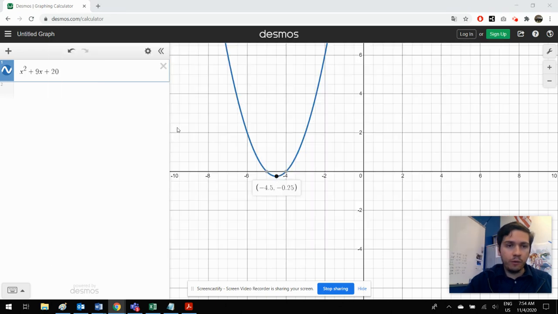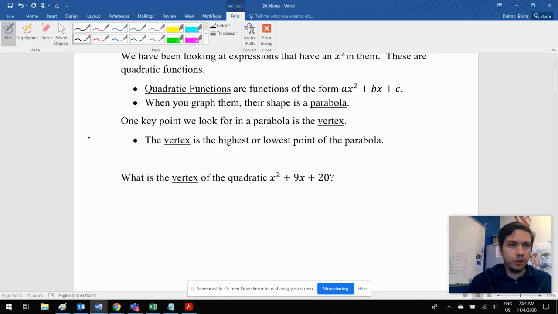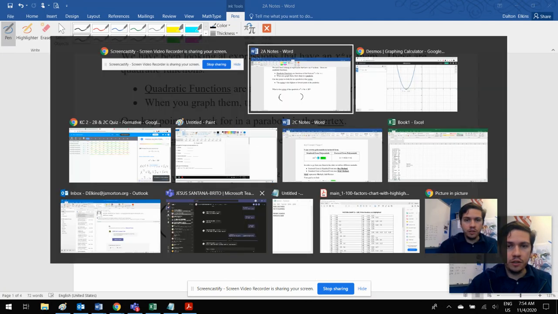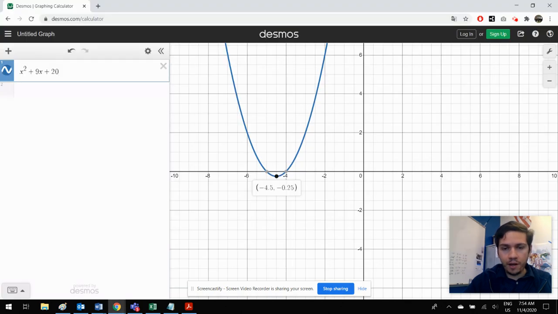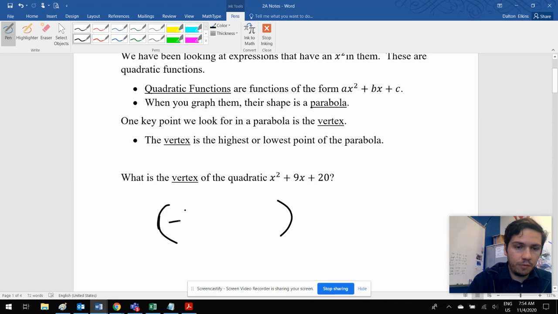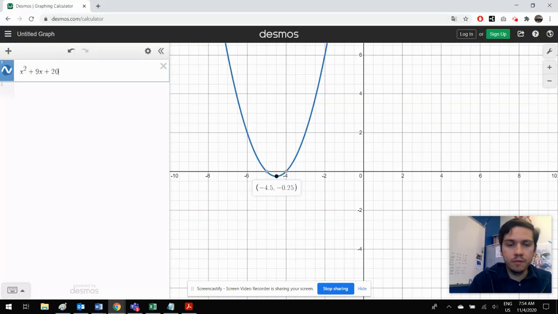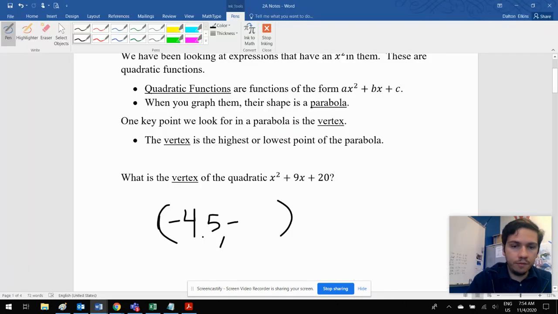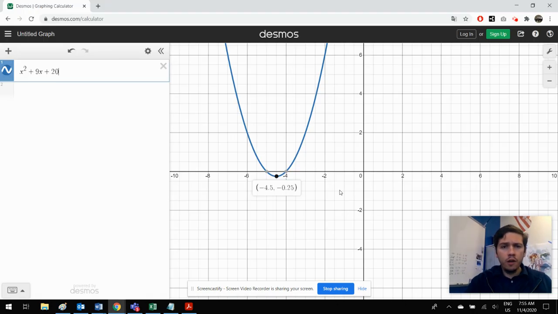So when I ask myself, what is the vertex for this function? I'm going to put that point that I got from Desmos on there, which is negative 4.5, comma, negative 0.25. So this point here is the lowest that the function goes.